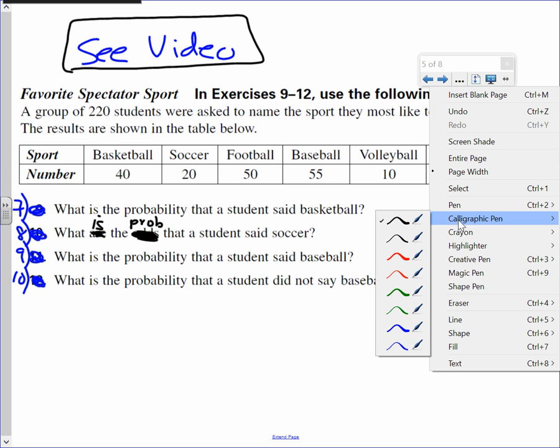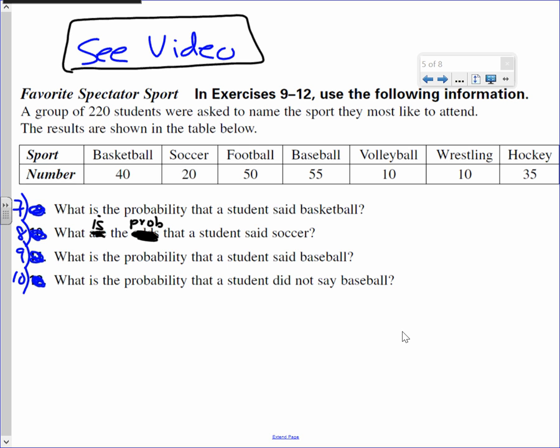We got a survey. A group of 220 students were asked to name the sport they most like to attend. In other words, if I had tickets to a soccer game, baseball game, football game, what else we got? Volleyball. What game would you want to go to? Well, here's the spread. 220 students were asked, what sporting event would you like to go to? And now look at question 7. What is the probability that a student said basketball?